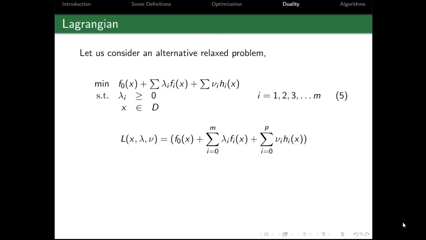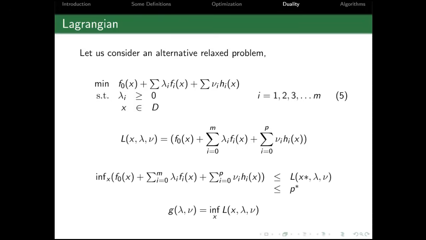So L is a function of x, lambda and nu, defined as f naught plus sigma lambda i f i plus sigma nu i h i. The infimum of the Lagrangian over x is less than or equal to p star. This can be seen very easily, but the thing to be noted is this inequality is valid only when x is feasible. So now we define g as a function of lambda and nu as the infimum of the Lagrangian over x.